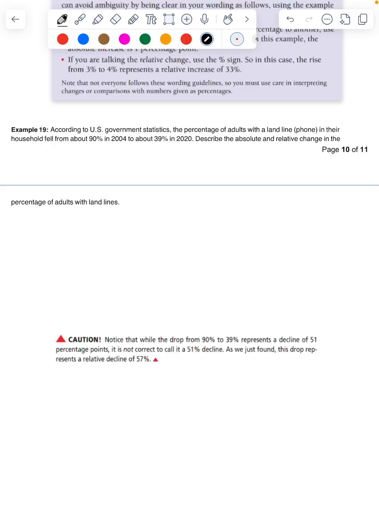Example 19, according to U.S. government statistics, the percentage of adults with landlines in their household fell from 90% in 2004 to 39% in 2020. Describe the absolute and relative change. So the absolute change would be 39% minus 90%, which is negative 51%.